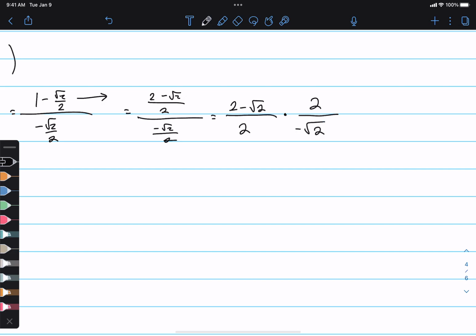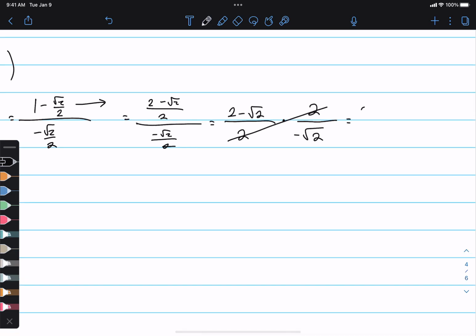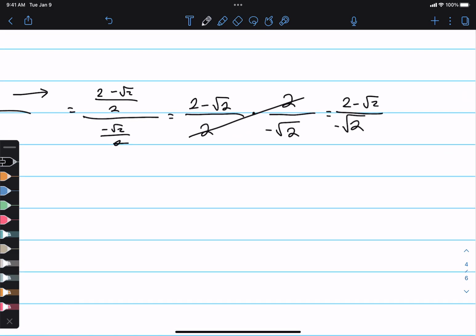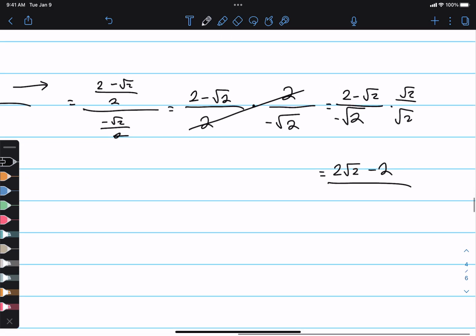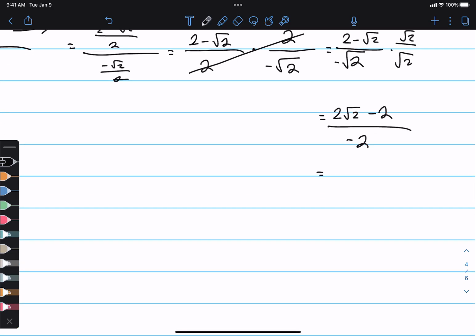And over here we have 2. These 2's cancel out. You're going to be left with 2 minus root 2 over negative root 2, right? Rationalize the denominator, so multiply by root 2 on both sides. We're going to get 2 root 2 minus 2, because root 2 squared is 2, all divided by negative 2. And simplify one more time. This is going to be 1 minus the square root of 2.